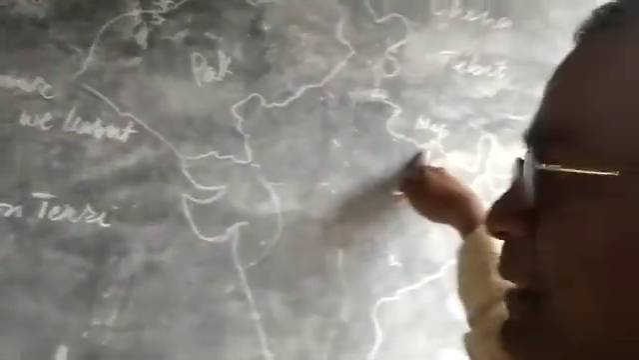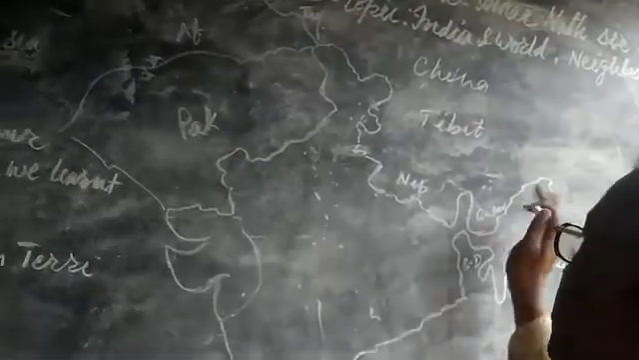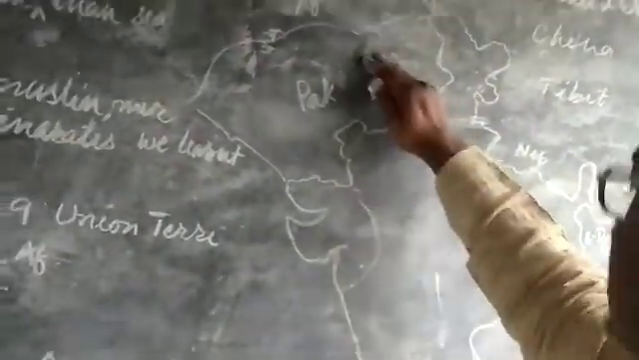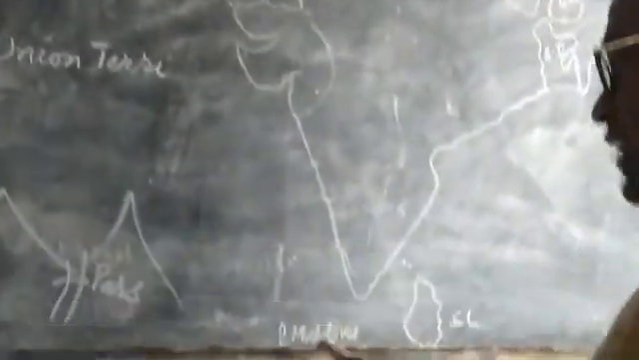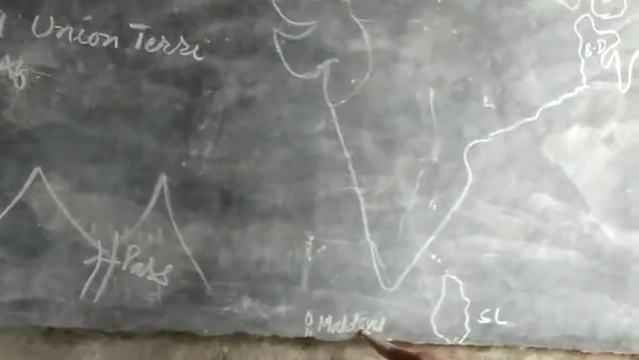Okay, so these are different states and union territories that are parts of our country, and the countries sharing boundaries with us are Pakistan, Afghanistan, Tajikistan, China, Myanmar, Bangladesh, Bhutan, Nepal. So these are our immediate neighbors, while Sri Lanka and Maldives do not share their boundaries with our country, but these are also our neighbors. Okay, thank you very much.